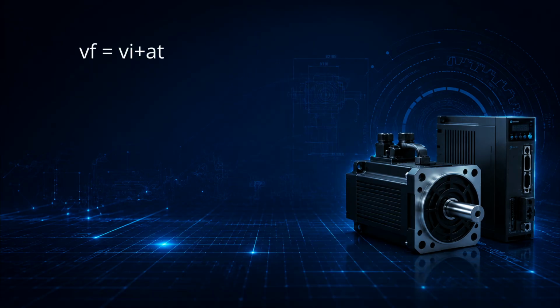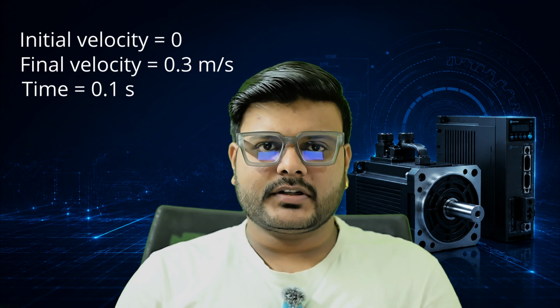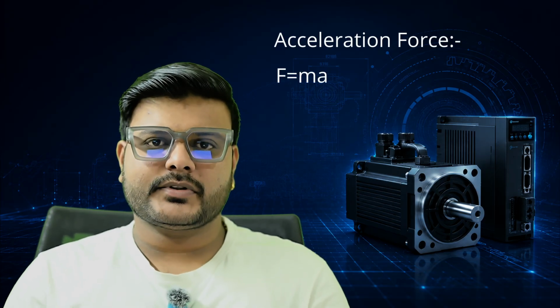So now calculate acceleration. The kinematic equation is: final velocity is equal to initial velocity plus acceleration multiplied by time. Put the values in the formula. Since the axis starts from rest, our initial velocity is 0, final velocity is 0.3 meter per second, and time is 0.1 second. So our acceleration a is equal to (0.3 minus 0) divided by 0.1. So we get acceleration 3 meter per second squared. It means the z-axis must accelerate at 3 meter per second squared to reach its maximum speed in 0.1 second.